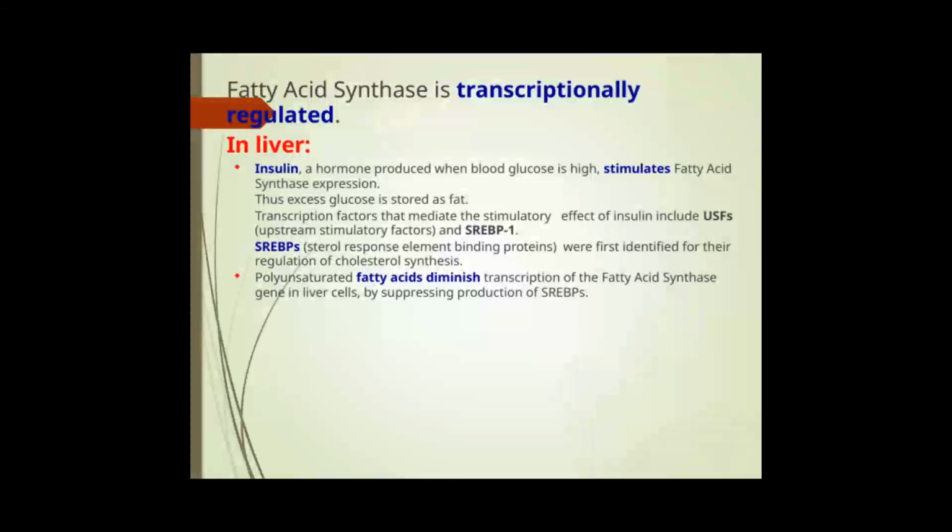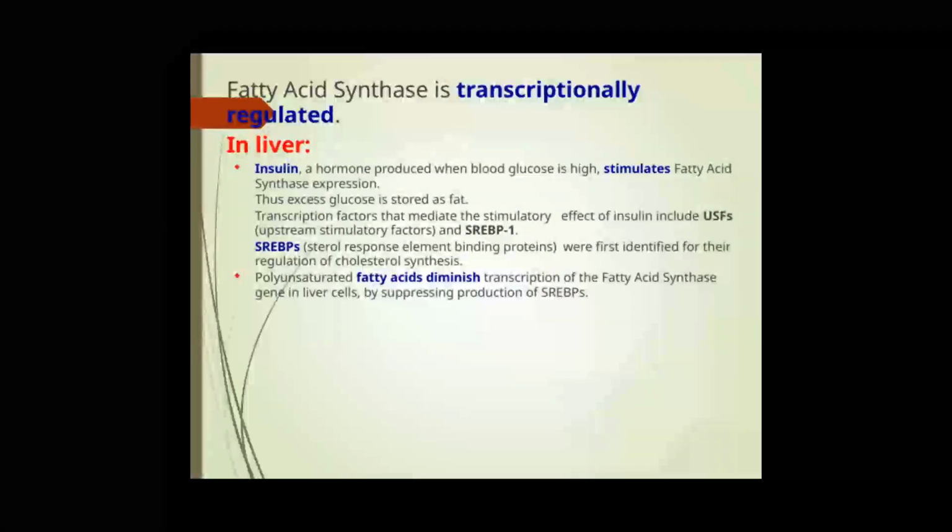So overall, this regulation showcases how various factors, hormones like insulin and dietary components like polyunsaturated fats, interact to control fat synthesis in our body. Now, let's take a closer look at what happens inside fat cells.